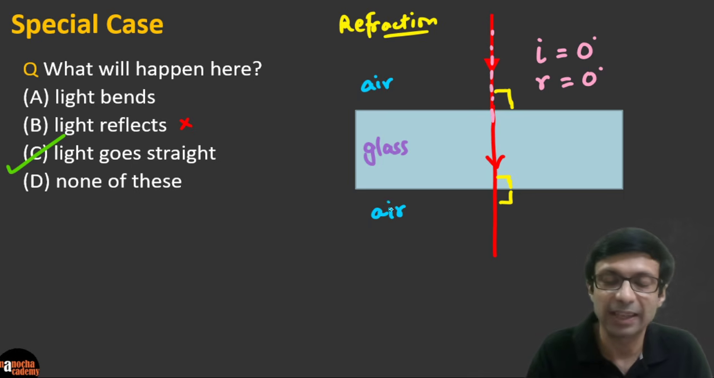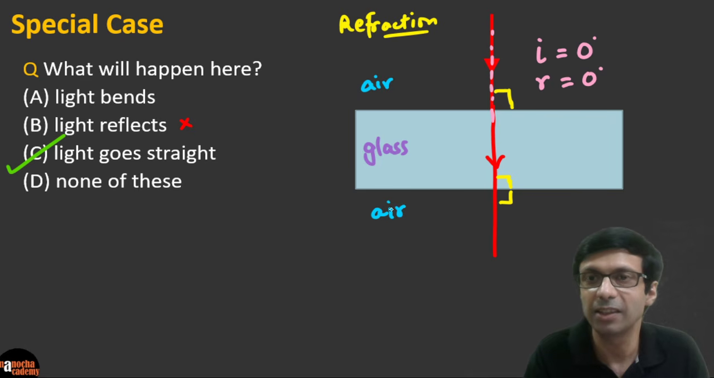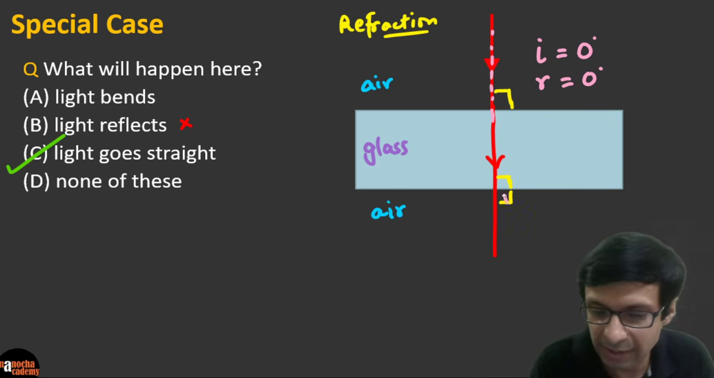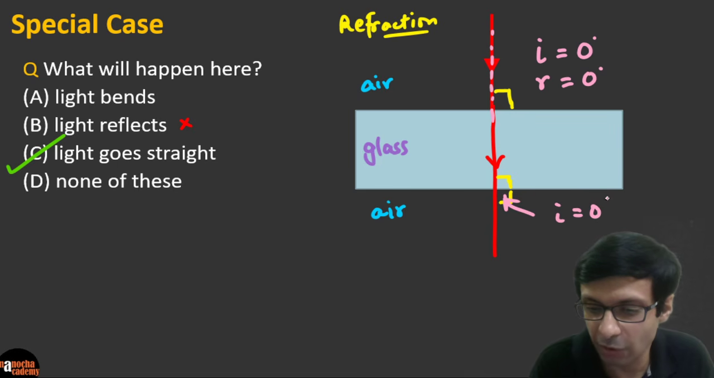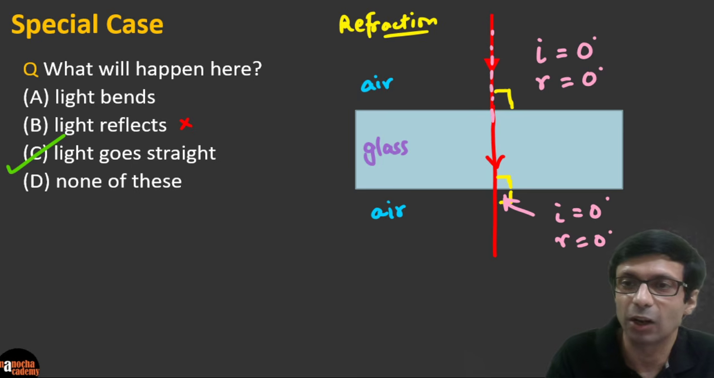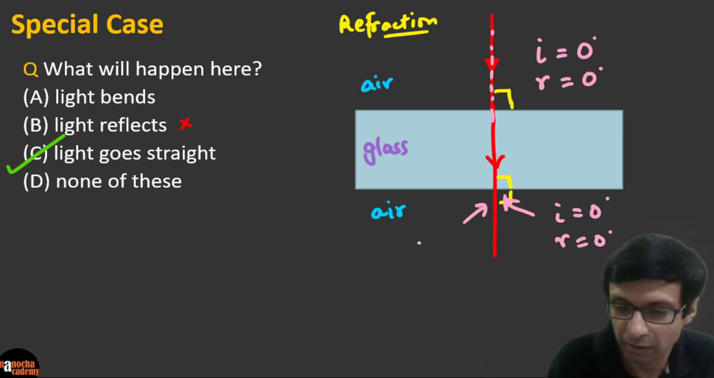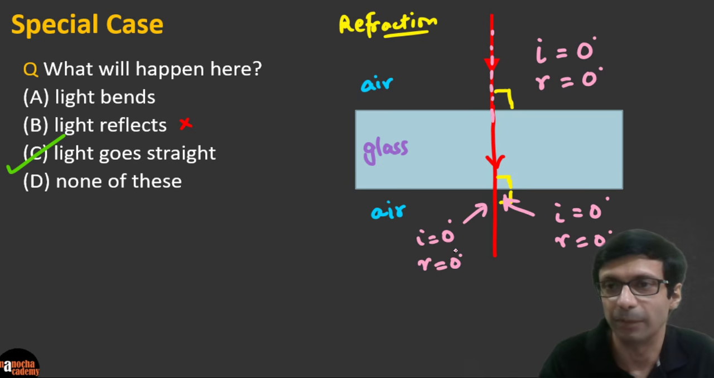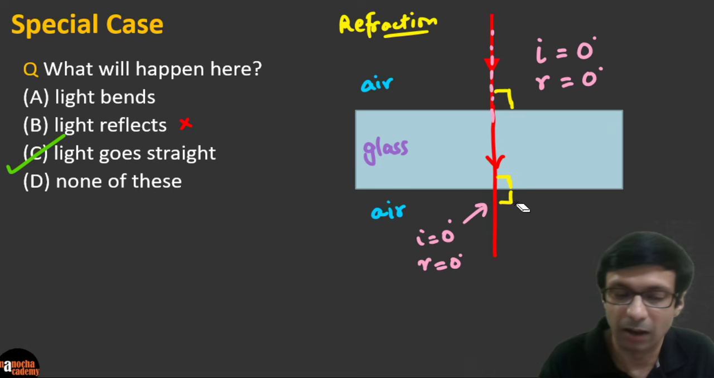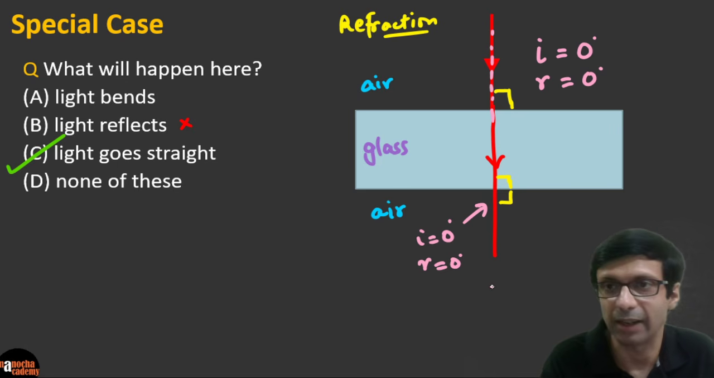In this special case, please remember, when it's a normal incidence, the angle of incidence is equal to the angle of refraction, and the same thing happens here. I is going to be 0, R is going to be 0. I'll write that once more here if you can see it. So I is 0 and R is 0 here. That is our special case where light comes out in a straight line.